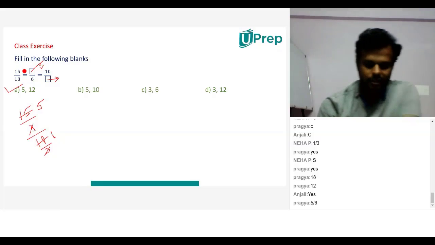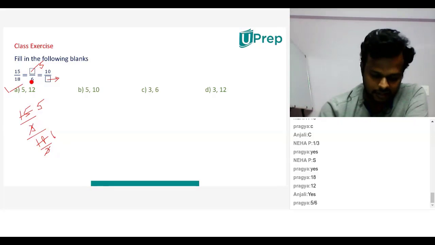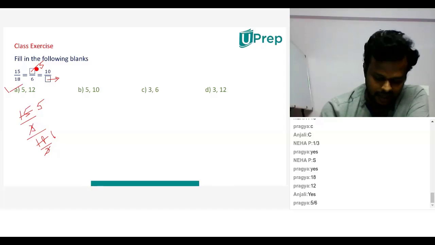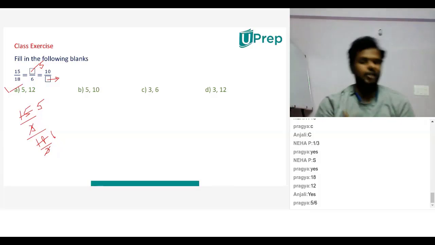So children, here I have a 6 here. So that means what I have to divide the numerator and denominator by 3, so that I'll get 5 by 6 here. Now, since I have 5 here, I have a 10 here. That means what? I need to multiply the numerator and denominator here with 2, so that I get 10 by 12. So answer is option A.